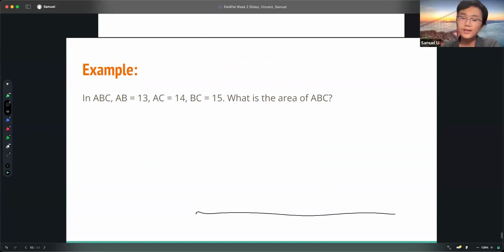This last example here, I will leave you to think about for around 2 minutes. The answer to this question, in case you want to know, is actually an integer. That's what makes this one really good. This is a 13, 14, 15 triangle, and the area is actually an integer. So try to use Heron's formula on this one, and if you get the integer answer, please send it to me in the chat.